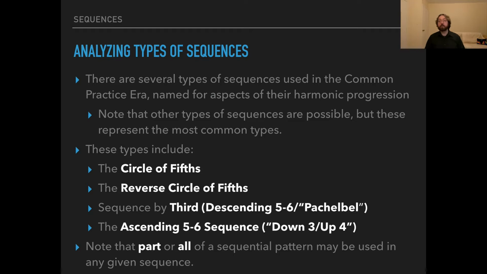Let's talk now about analyzing specific types of sequences. There are several types of sequences that are used in the common practice era, and they're named for aspects of their harmonic progression. It's important to note that other types of sequences are certainly possible. These 4 just represent some of the most common types that you might encounter. The types we'll talk about today are the circle of fifths, the reverse circle of fifths, the sequence by third, also known as the descending 5-6, or just by the nickname the Pachelbel sequence, and the ascending 5-6 sequence, which we'll refer to here also as the down 3, up 4 sequence.